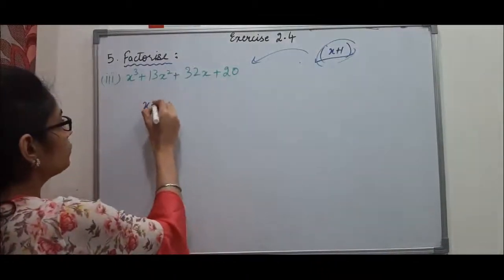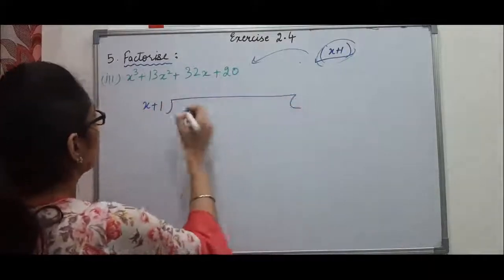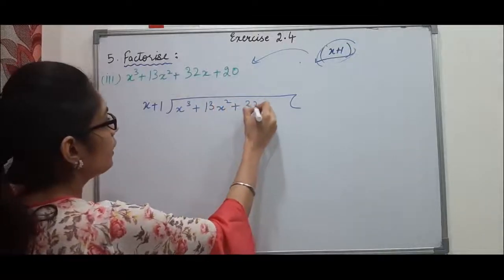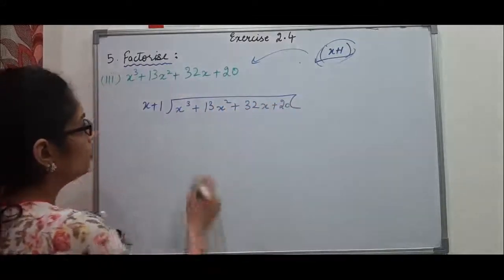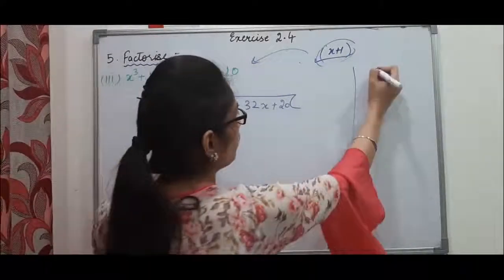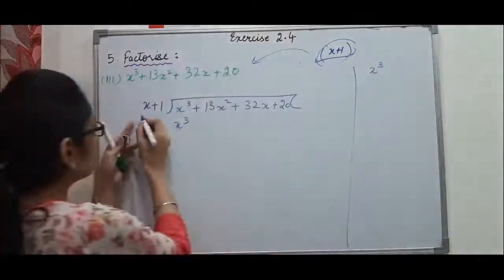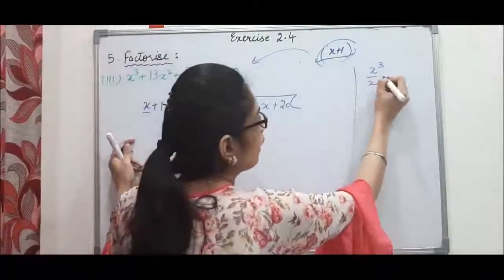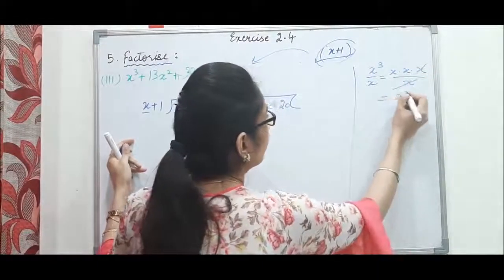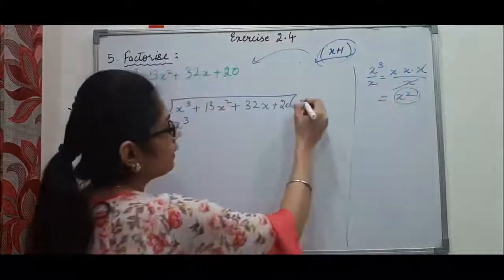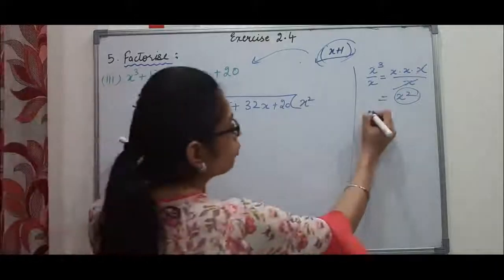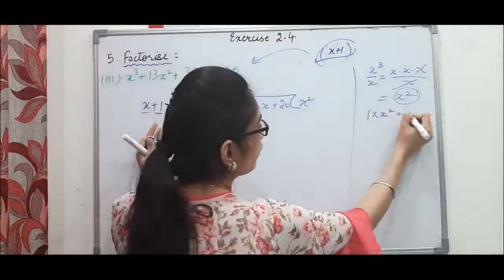So now we have to divide x cube plus 13x square plus 32x plus 20 by x plus 1. The first term you write at the start, x cube, and you choose this x and divide by x. x into x square by x, so x and x get cancelled, and I get x square. This x square you have to write here. Now, this 1, because I have 2 terms, you have to multiply with this x square. 1 into x square will be x square.